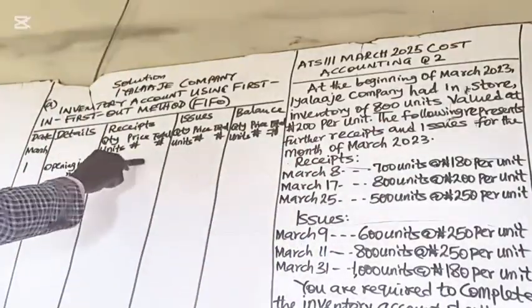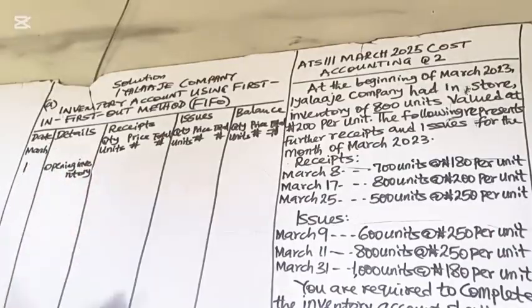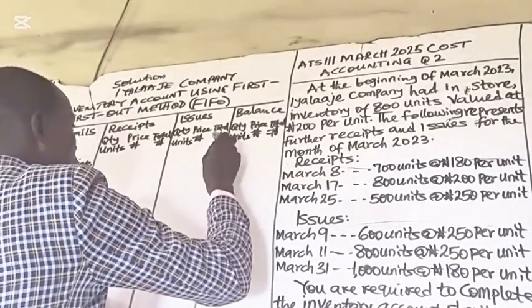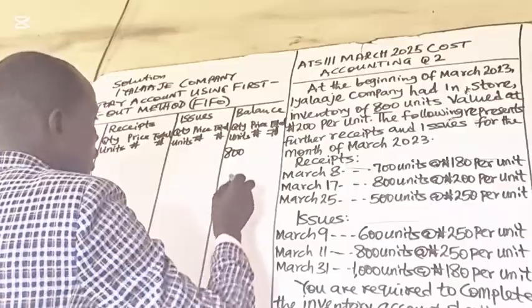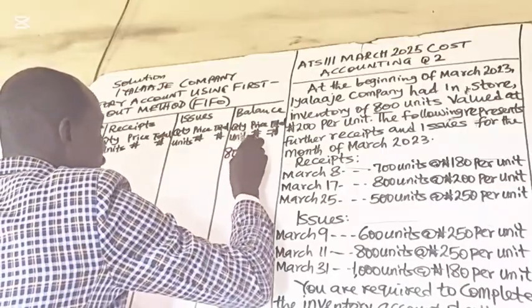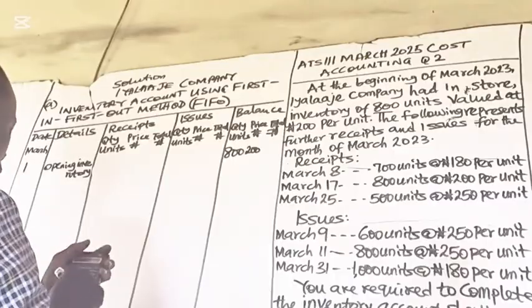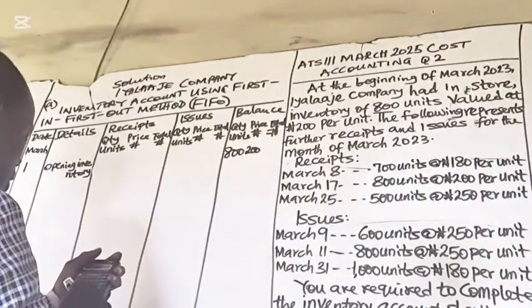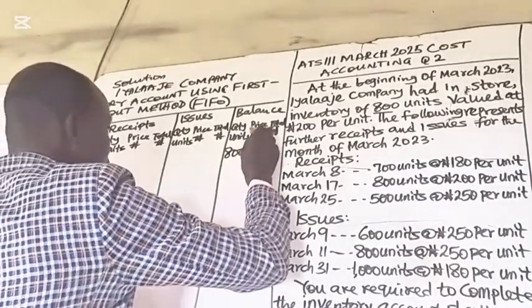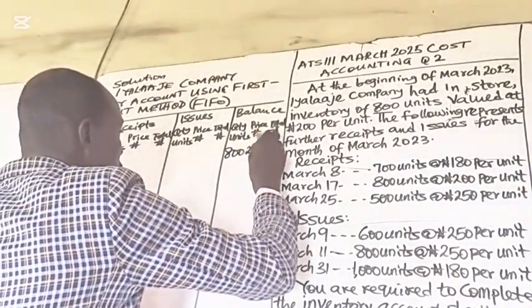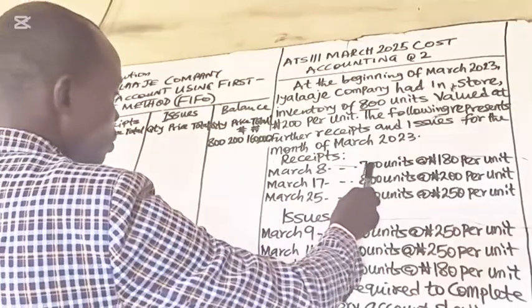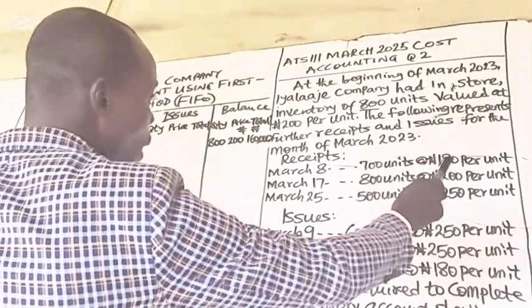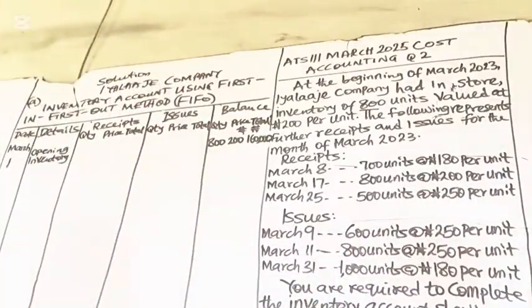Opening inventory is 800 units at the price of 200 naira per unit. If you like, you may include the opening inventory in the receipt column, but better still, you can just have it in the balance column since it will have been recorded in the previous period. 800 units at 200, and the value is 800 times 200. That gives us 160,000. On the 8th of March, we have a receipt of 700 units at 180 naira per unit.